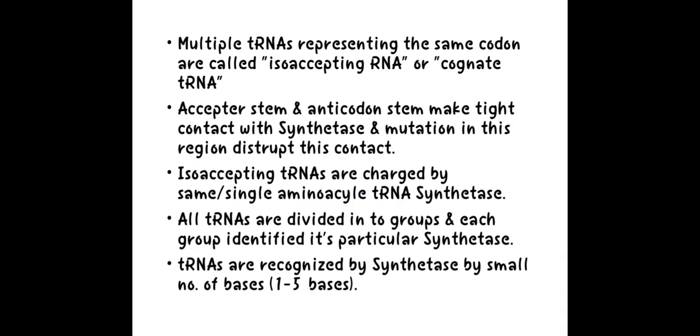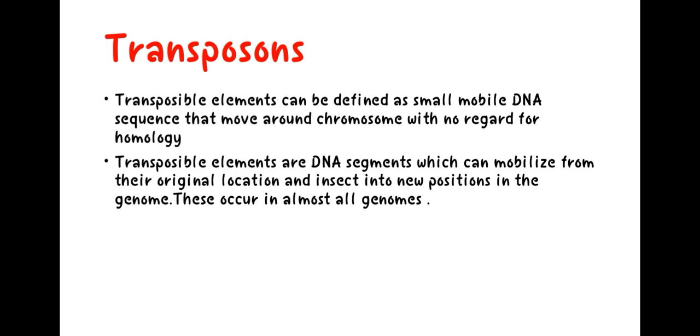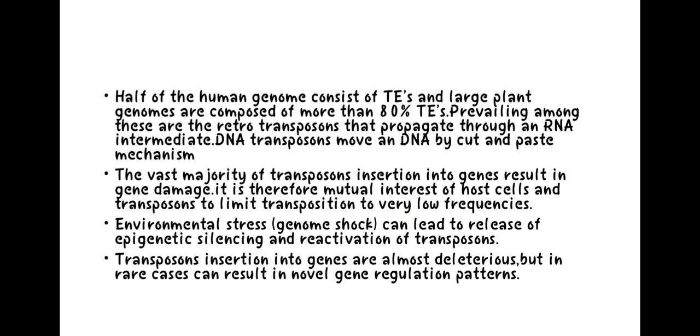Next topic, transposons in eukaryotes. Topics include Alu family, LINE-1, P elements in Drosophila, transposons in maize. Transposons. Transposable elements can be defined as small mobile DNA sequences that move around chromosomes with no regard for homology. Transposable elements are DNA segments which can mobilize from their original location and insert into new positions in the genome. These occur in almost all genomes.